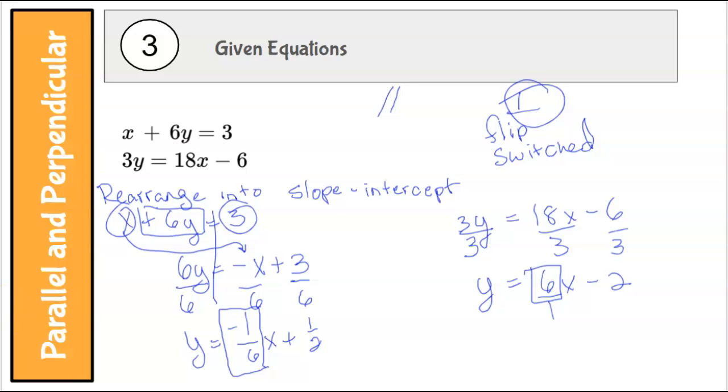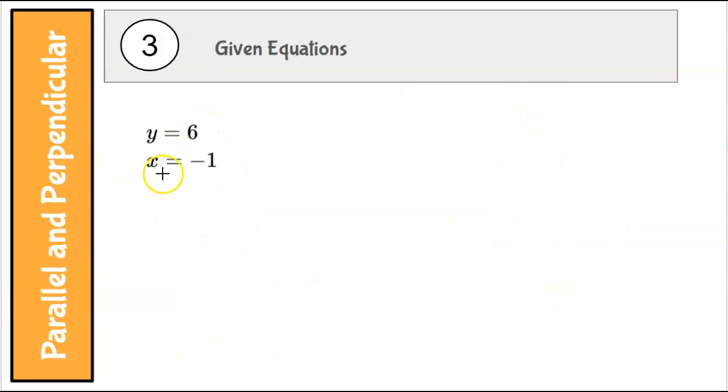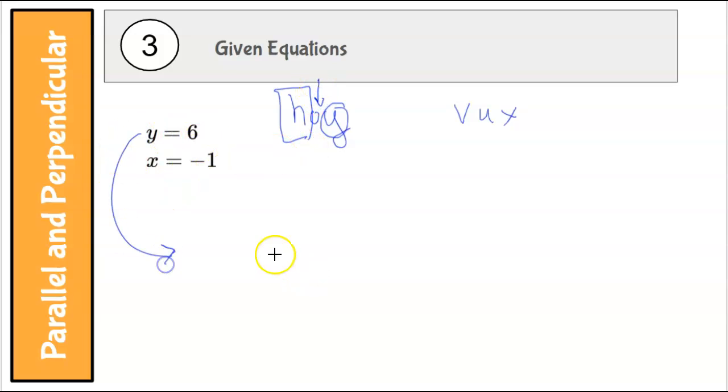All right, one more example, it's fast. Y equals 6, x equals negative 1. Whoa, what are these? Well, here's an equation that has no x in it, it's just y. So that's one of those special cases, do you remember? Remember our HOY and VUX? Y equals is a horizontal line with a slope of 0. So this is a horizontal line, something like this. And this is an x equals with no y in it. So it's a vertical line.